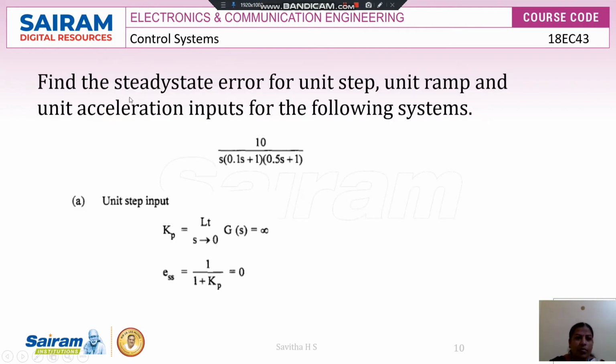Now we'll see one more problem: steady state error for the unit step, unit ramp and unit acceleration inputs. So this is the G of s value. First we'll see the unit step input, that is Kp is equal to limit as s tends to 0 of G of s, which is equal to infinity. So the error is equal to 1 by 1 plus Kp. So 1 by infinity will be 0.